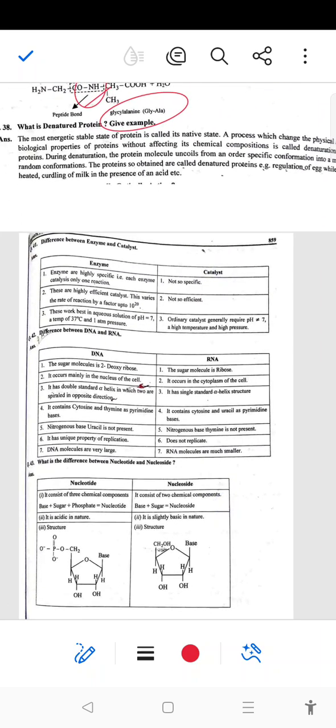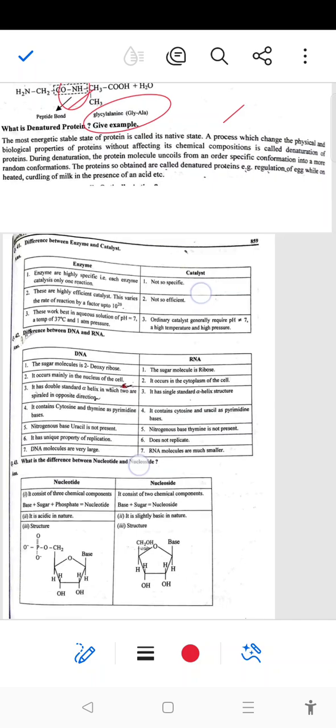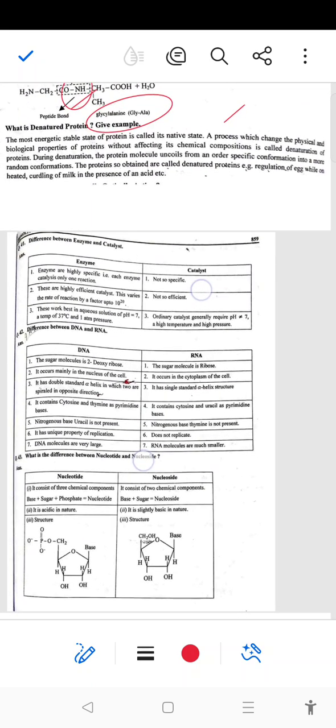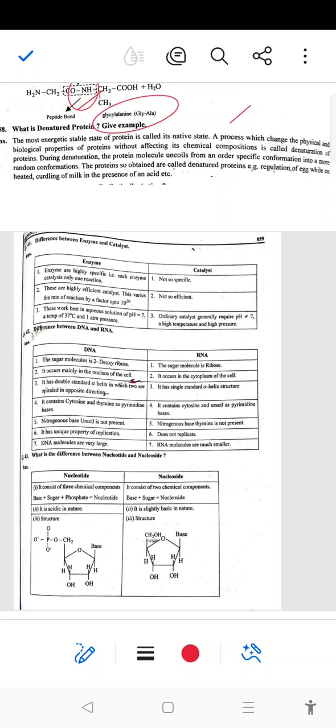Next, what is a denatured protein? The most energetically stable state of protein is the native state. A process which changes the physical and biological properties of a protein without affecting its chemical composition is called denaturation of protein. During denaturation, the protein molecule uncoils from an ordered specific conformation into a more random conformation. The protein so obtained is called a denatured protein. Examples: coagulation of egg white on heating and curdling of milk in the presence of an acid.